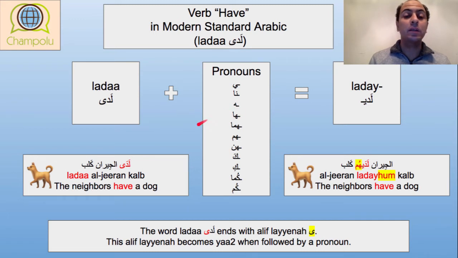So we can see this in an example like this. For the sentence لدى الجيران كلب, the neighbors have a dog. In this case we see that لدى is not followed by a pronoun, so it stays لدى. However, if it is followed by a pronoun, it becomes لديهم, so it becomes الجيران لديهم كلب. And these two sentences mean the same thing. It's just that for this particular structure we can use these different word orders.